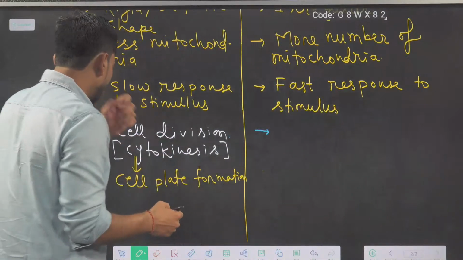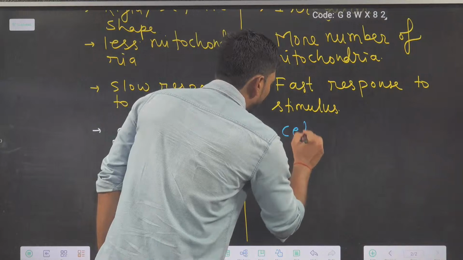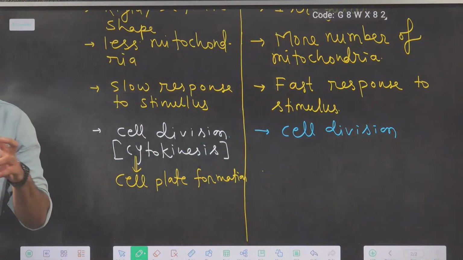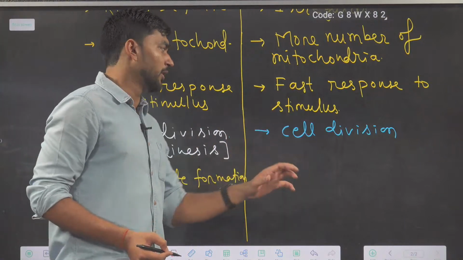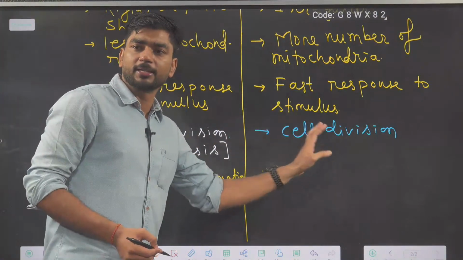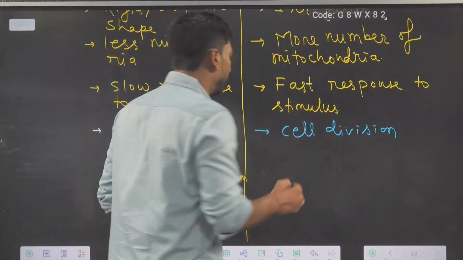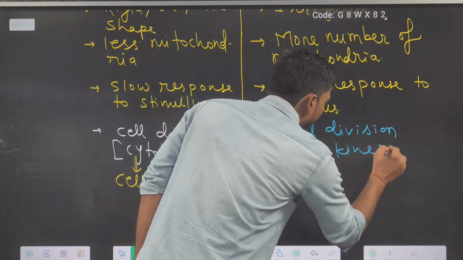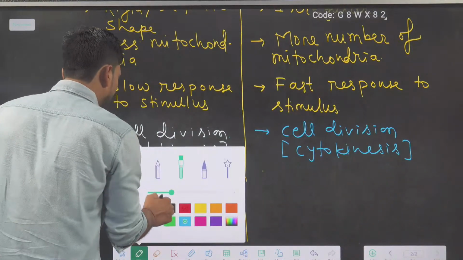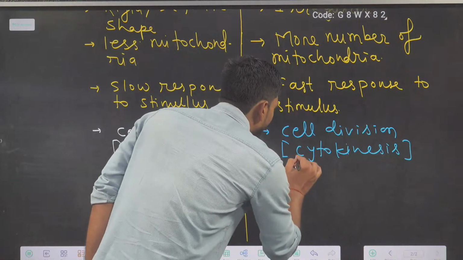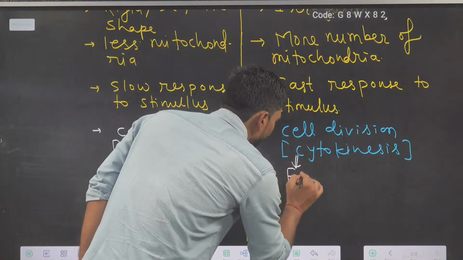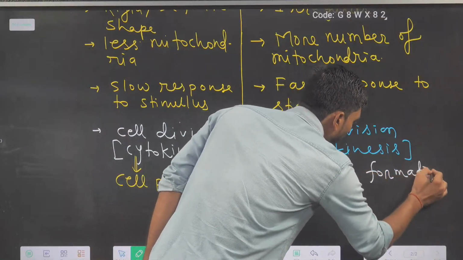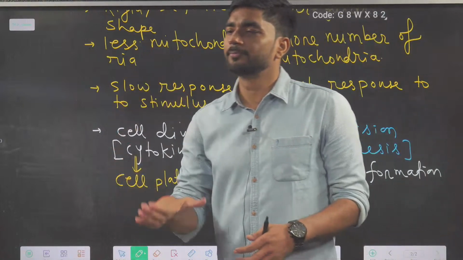Okay. So here we can say cell division is there in both the cases. Cell is dividing in both the cases, and that too during the cytoplasm division. So the division of cytoplasm is known as what? Cytokinesis. And this cytokinesis is done by what? That is a furrow formation. Furrow means what? It's a groove.